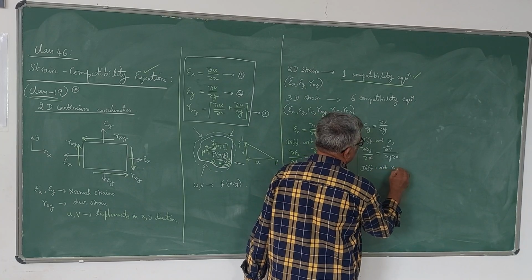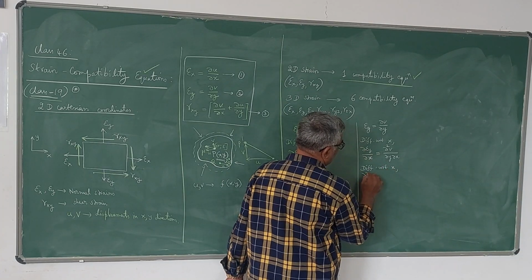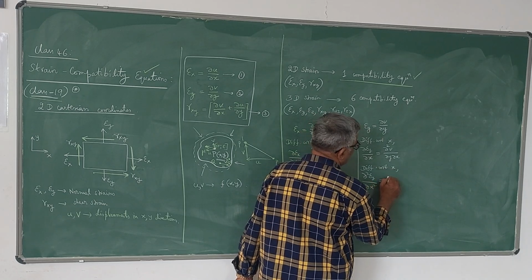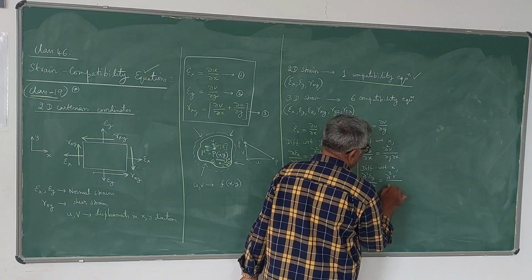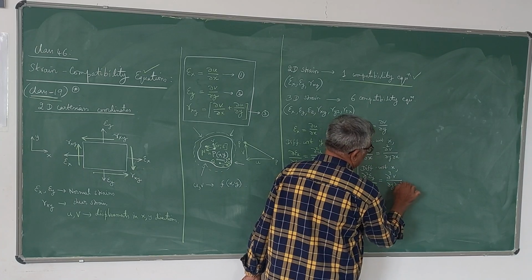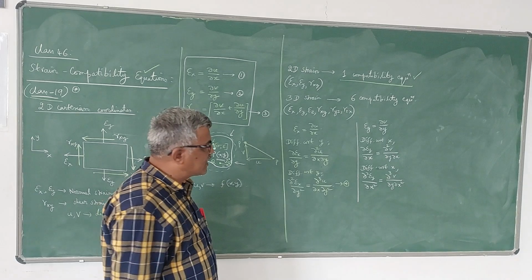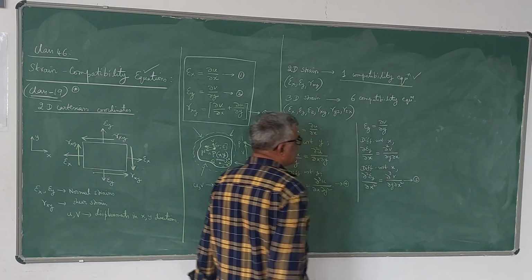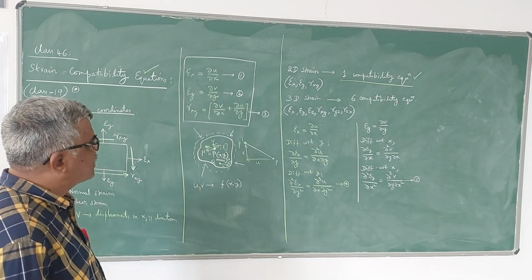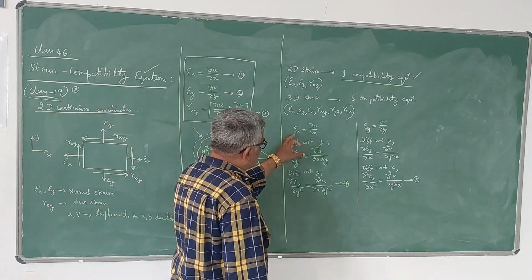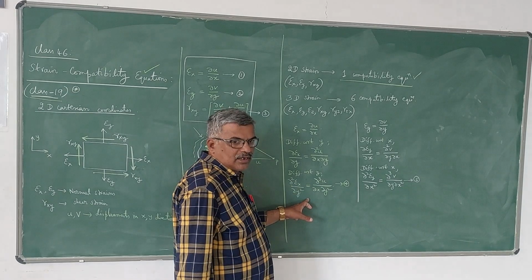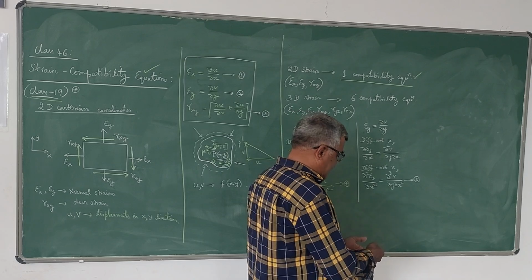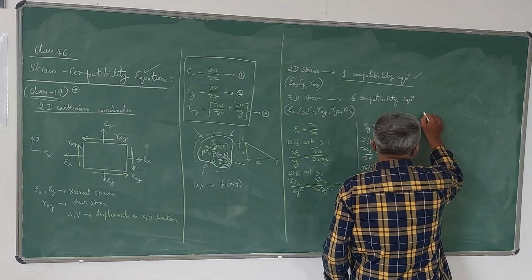Once again differentiate with respect to x. This becomes ∂²εy/∂x², and this becomes ∂³v/∂y∂x². Correct? x also, y also. You can take this as equation 5. So what I have done, I have differentiated εx twice with respect to y. I got this. I have differentiated εy twice with respect to x. I got this. Next, I will take the third one.